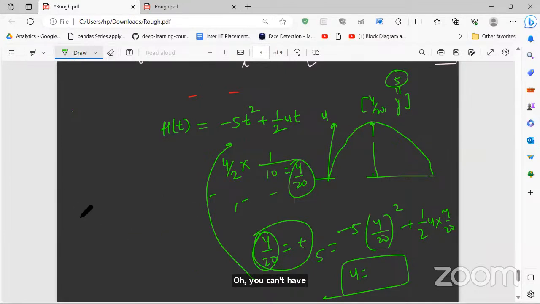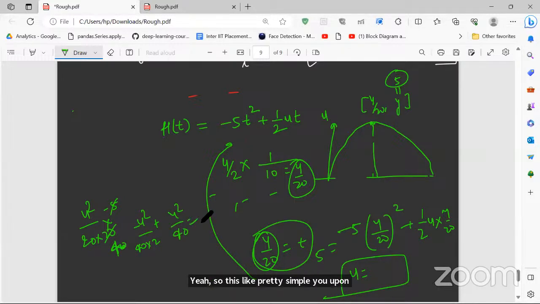Yeah, so this is pretty simple. u upon something, you'll be getting 20 into 20, and then you have minus 5 here. So you'll be getting 4 here, so u square upon 40 into 2, and then u square upon 40 equals 5. You can take it common, and then 1 minus 1 upon 2 plus 1 equals 5.